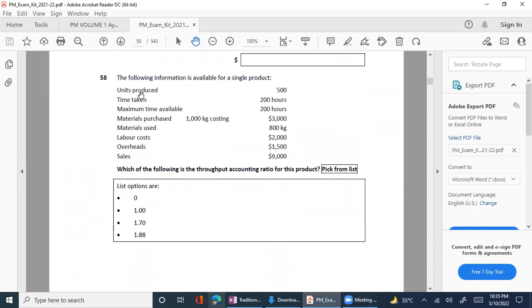Now, moving to the next question. Units produced, time taken, maximum time available, material purchased, material used, labor cost, overhead, sales. Which of the following is the throughput accounting ratio of the product? So first of all, we need to calculate the throughput accounting ratio.